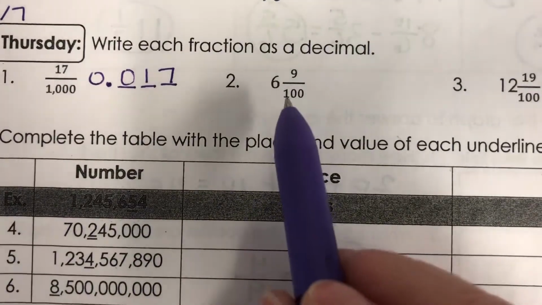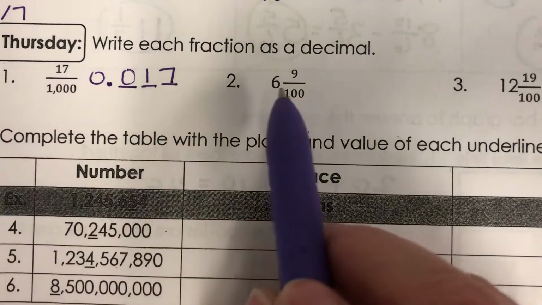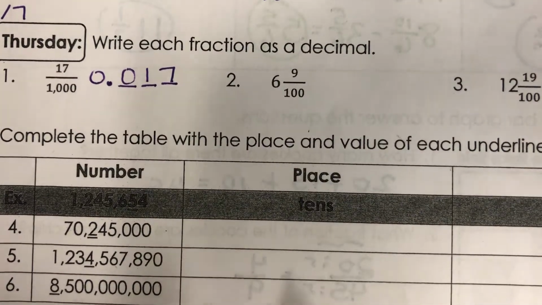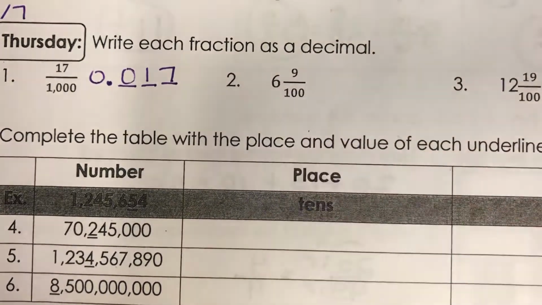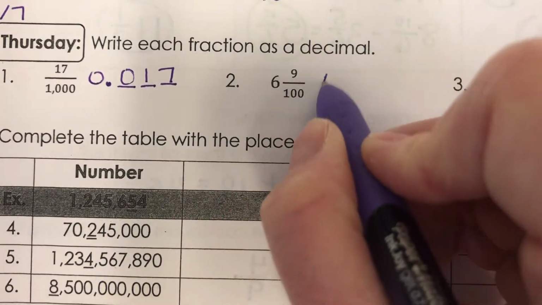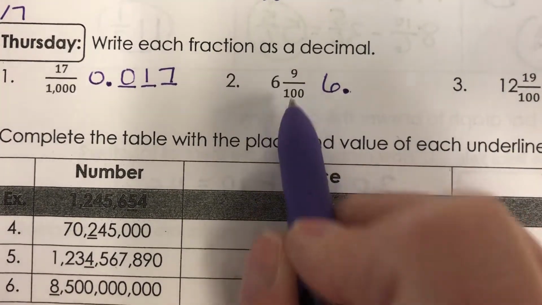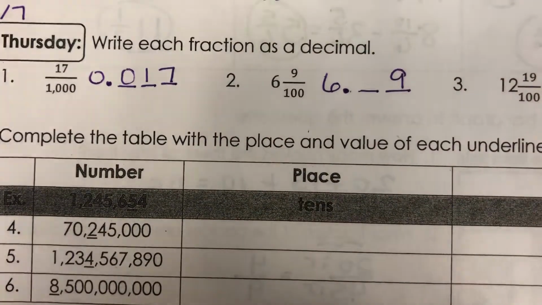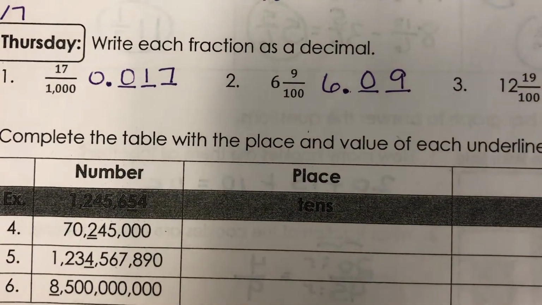Number 2, this is a little different. You haven't seen this before, but you're used to seeing just 9 hundredths, right? Well, now I have a 6 in front of it. This means we have 6 and 9 hundredths. That's how you say that. And remember in class, I had talked about the fact that the word and means decimal point. So if this is 6 and 9 hundredths, this means I have 6 ones. So I'm gonna put a 6 in the ones place with my decimal point. 9 hundredths means I need the 9 to be in the hundredths place, which is 2 over from the decimal point. So I'm gonna put a 0 in the tenths place because I don't have any tenths.